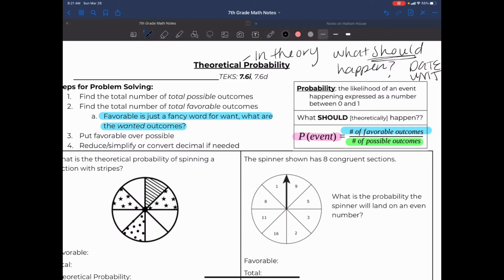So through each situation, we're going to find the total number of outcomes. We're going to find the total number of favorable outcomes. Basically, what are we looking for? Then we're going to put the favorable over the possible, so over the total. Then we're going to reduce or simplify our fraction. And then lastly, if the question asks us, we'll convert it to a decimal, because there are some questions on the test that are griddable, where you have to type in the value, which will be in decimal form. So we have to know how to convert to decimals if we need to.